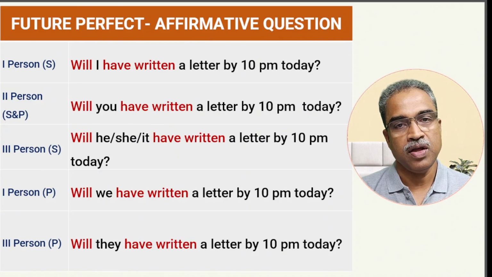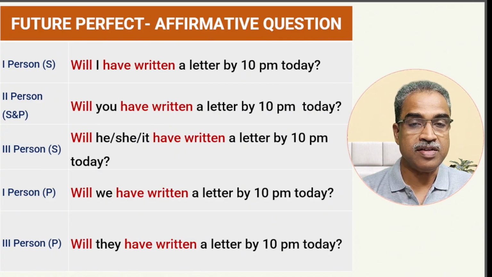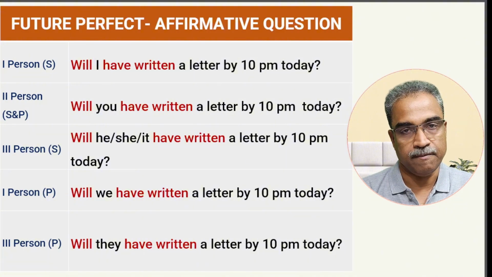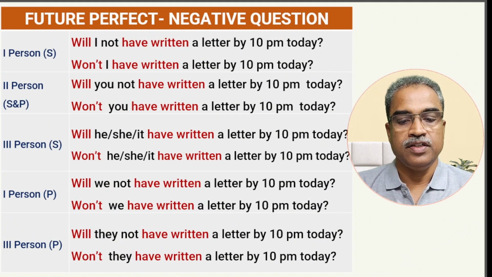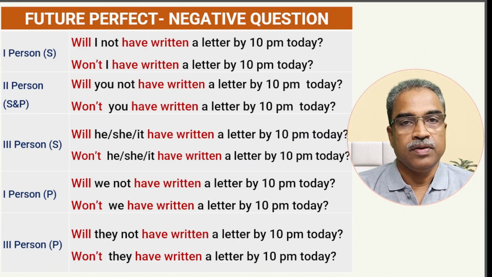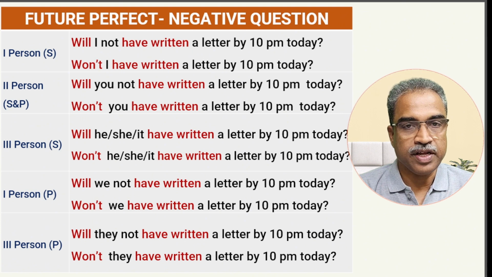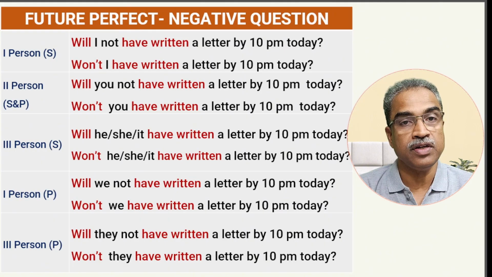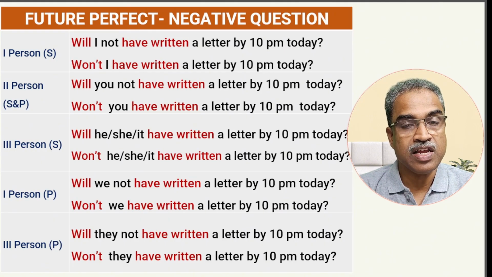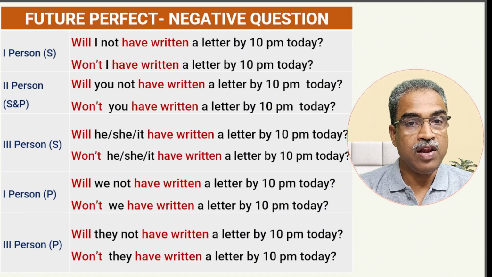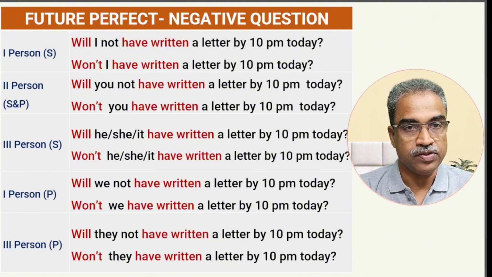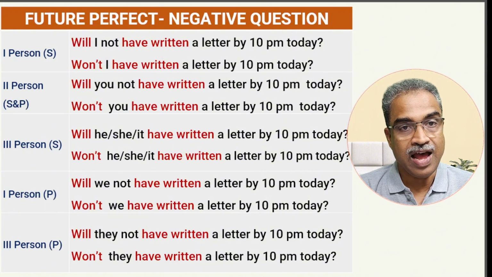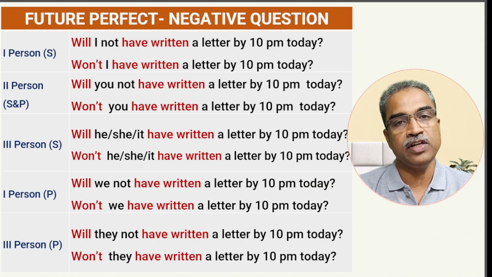Now let's find out how to make negative questions here. So I will not have written a letter by 10 p.m. today becomes will I not have written? So the not comes immediately after the subject. Will I not have written a letter? Or else won't I have written a letter by 10 p.m. today?